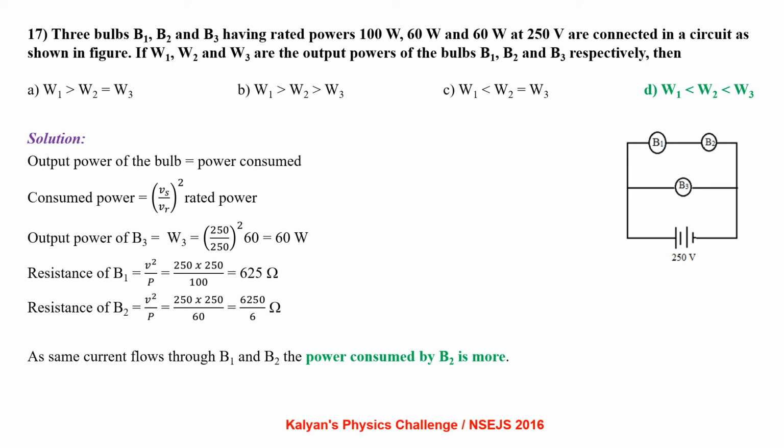Resistance of bulb B1 comes out to be 625 and the resistance of bulb B2 comes out to be 6250 by 6 ohm. As the same current flows through B1 and B2, power consumed by B2 is more. So the final answer would be option D.